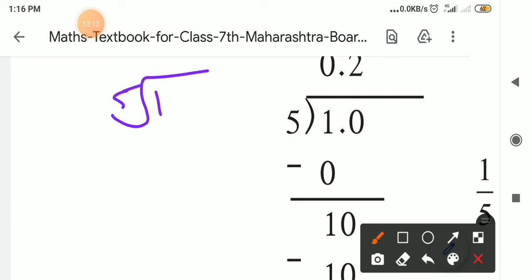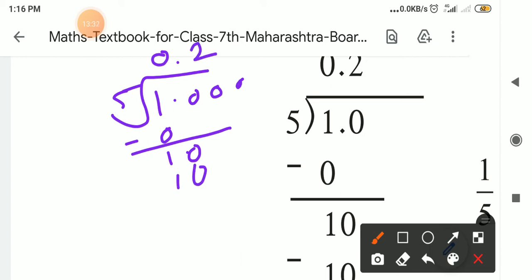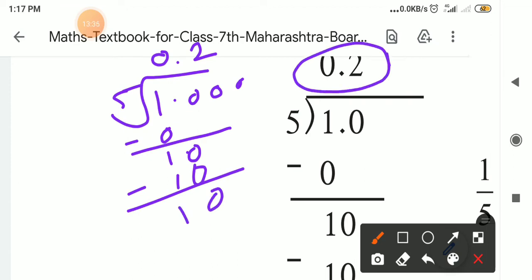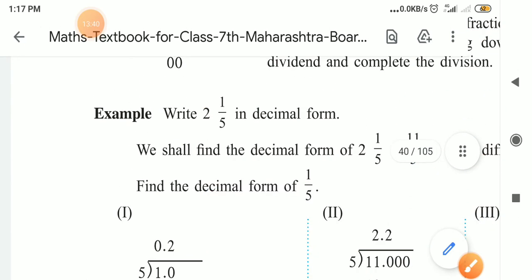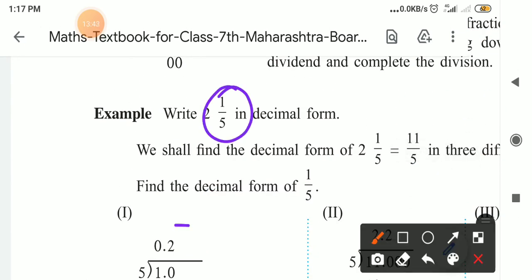1 is smaller than 5. That's why take 0. Here also 0. Subtraction, 1. Here after the point you have to take zeros. Here that first 0 when you copy, here we have to give the point. So 0. 5 ones are 5, 5 2s are 10. Minus 10, and this is the answer, 0.2. And that first 2 integer 1 upon 5, 1 upon 5's answer we find here, that is 0.2.